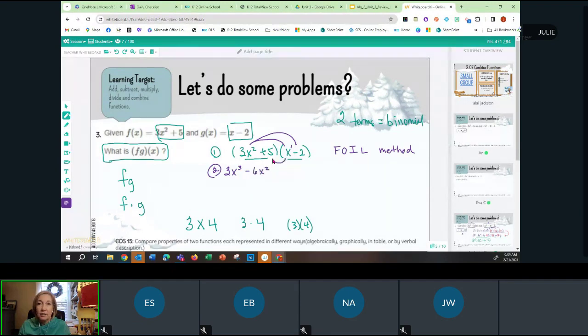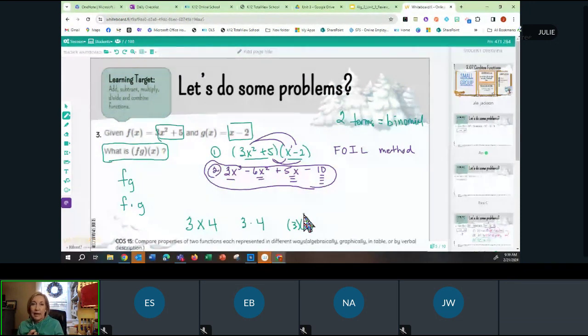Then we're going to multiply our inside terms. 5 times x is going to give me a positive 5x. And then we're going to multiply our last terms. 5 times negative 2 is going to give us negative 10. And we have an x cubed, we have an x squared, we have an x, and we have a number without a variable. So none of these are like terms. And that's going to be how this problem ends. As long as you're adding or subtracting, you have to have like terms to combine the terms. And if you don't have like terms, you just have to leave them all separated by either a plus or a minus.